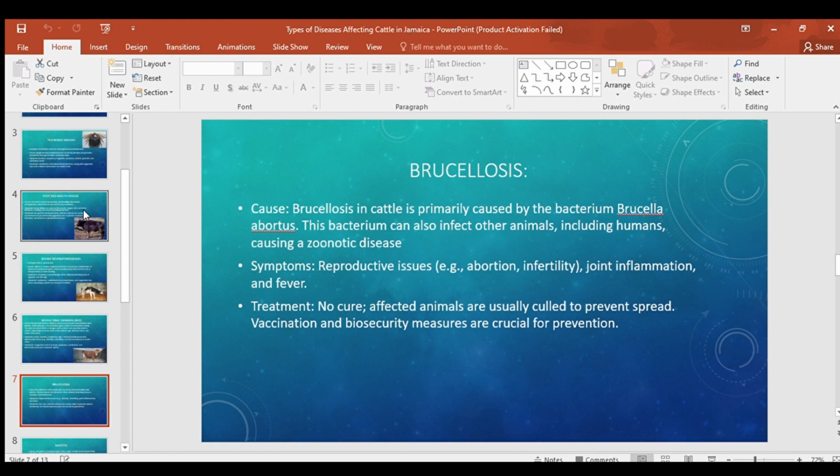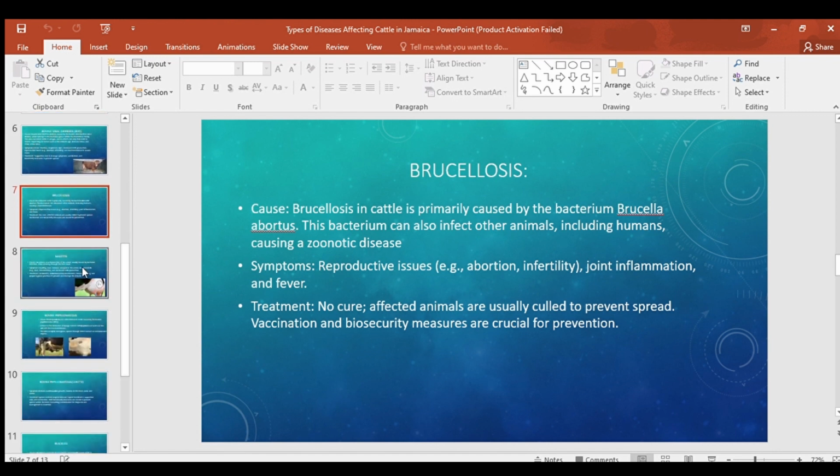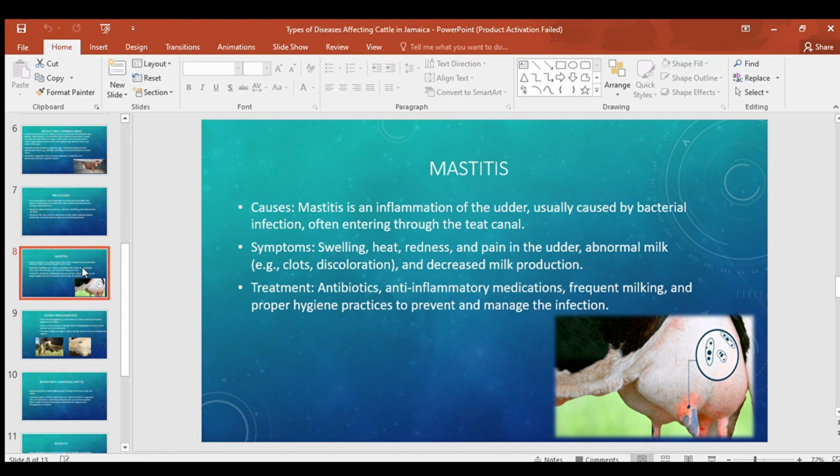So you have to be careful when you're treating animals with these diseases, to prevent the caretaker from actually catching that disease. The symptoms involve reproductive issues like abortion and infertility, joint inflammation, and fever. Treatment: there's no cure, but affected animals are usually culled to prevent spread. Vaccination and biosecurity measures are crucial for prevention, because again, this is a very contagious disease that can spread from the animals to the caretakers, or from the caretakers to the animals. So you have to be very careful when you're dealing with these cases.